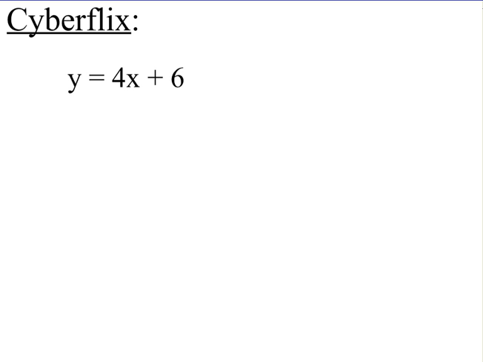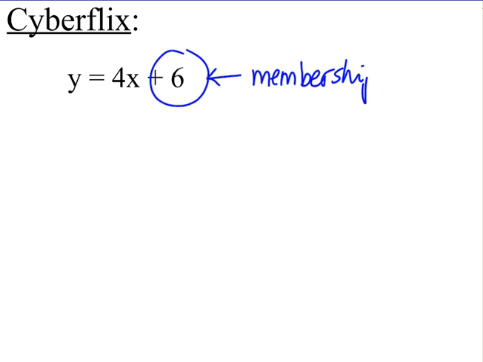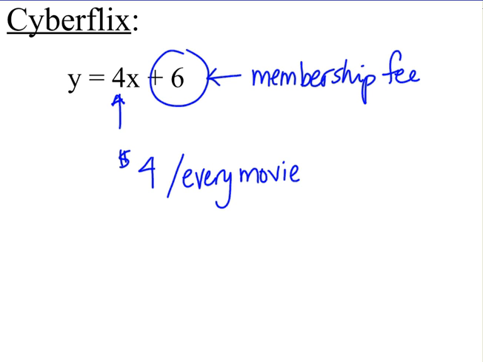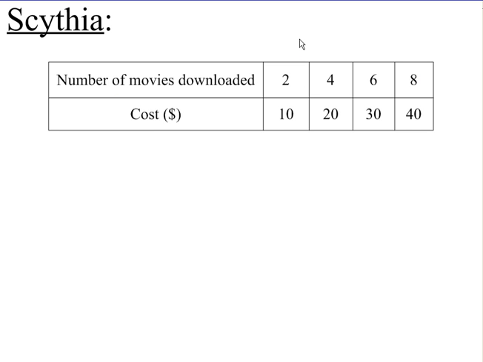So first we're going to take a look at Cyberflix. Cyberflix has an equation to explain what they're going to charge their customers. They have y equals 4x plus 6. What we can gather from this is that this plus 6 is going to represent a membership fee. And this 4, because it's right next to the x, is telling us that it's going to be a $4 charge for every movie that we would rent if we were to use Cyberflix as our way to rent movies.